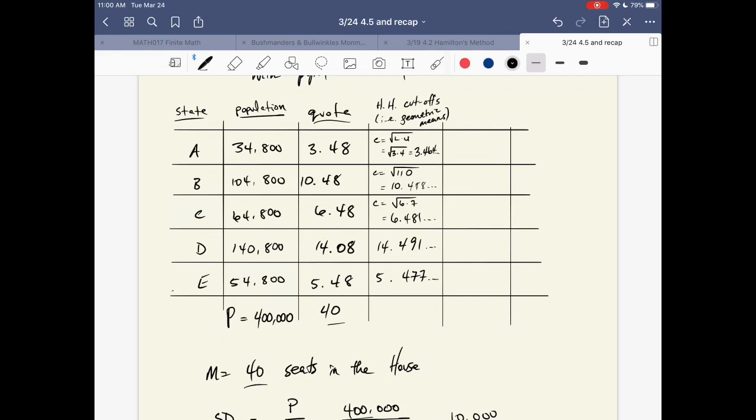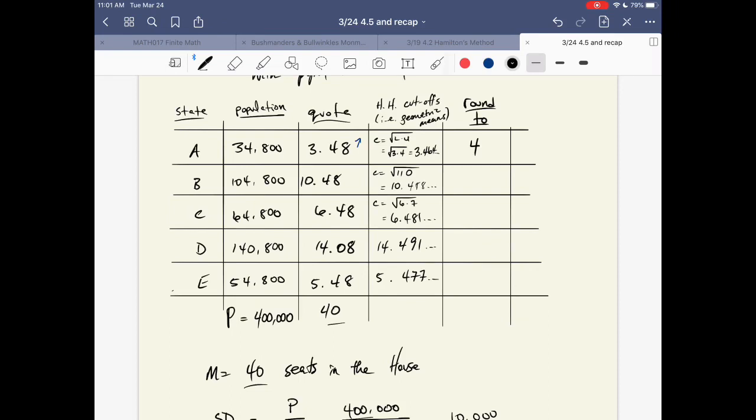Okay, so now that we have those cutoff points, let's see whether we round up or round down. 3.48 is more than 3.46. So 3.48 goes up, and we get 4. Isn't that strange? 3.48 gets rounded up to 4. This should be a kind of strange thing, but it works really well in this scenario, actually.